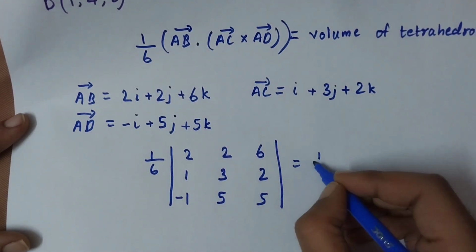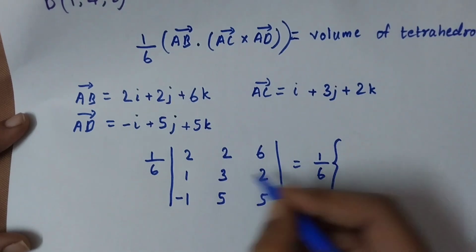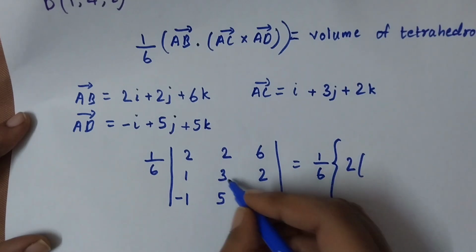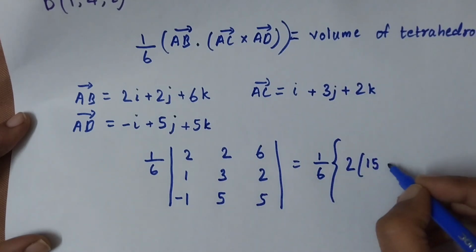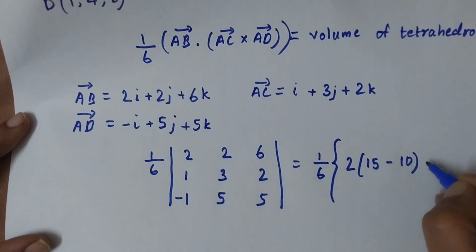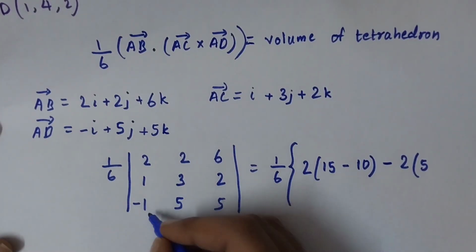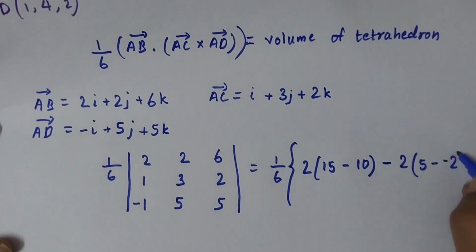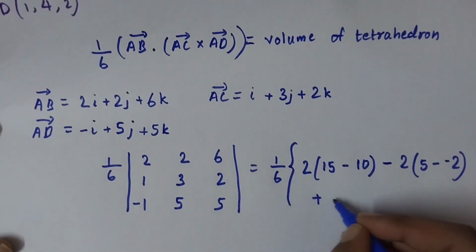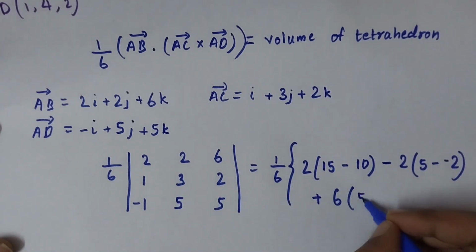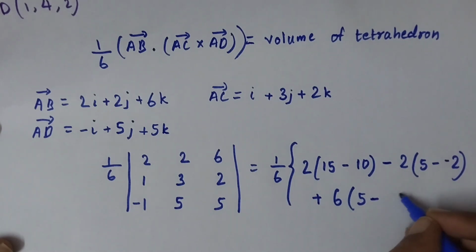This is equal to 1 by 6 times 2 into 3 into 5 is 15, minus 5 into 2 is 10, minus 2, 1 into 5 is 5, minus 2, plus 6 into 1 into 5 is 5, minus 3.